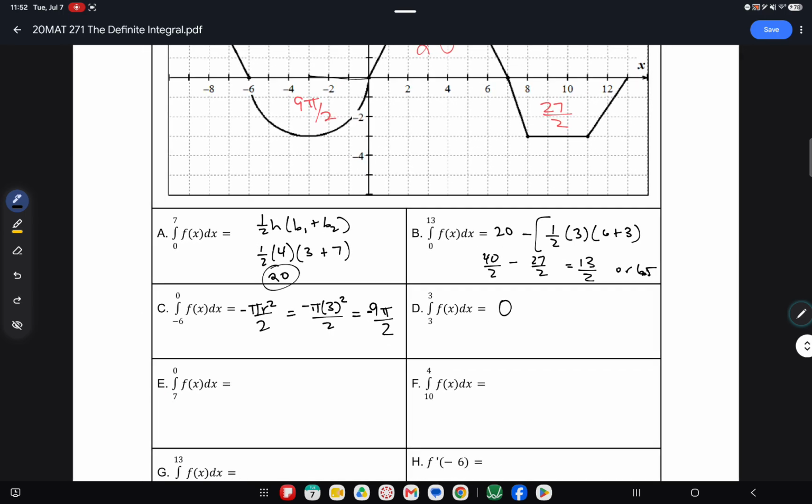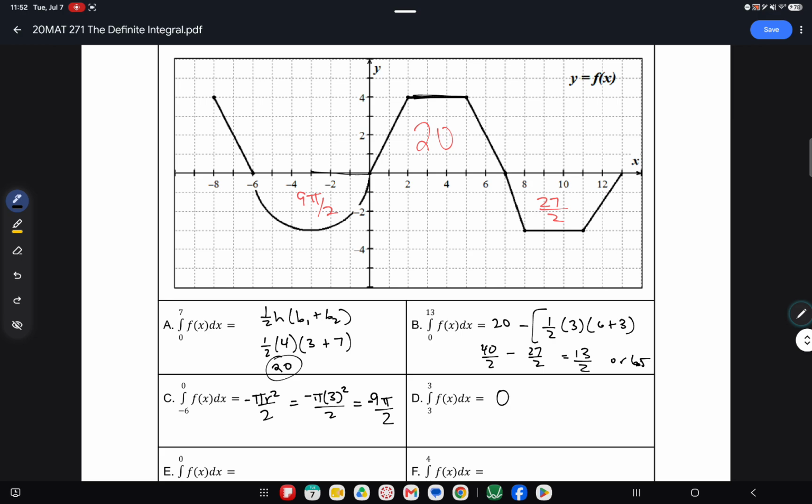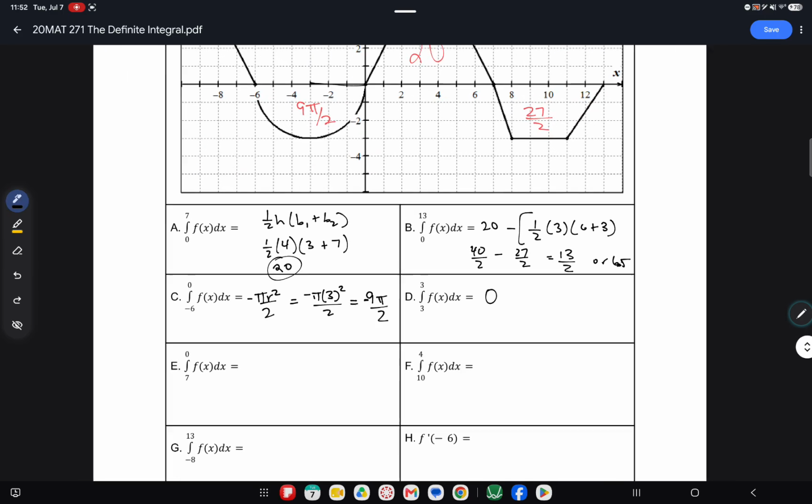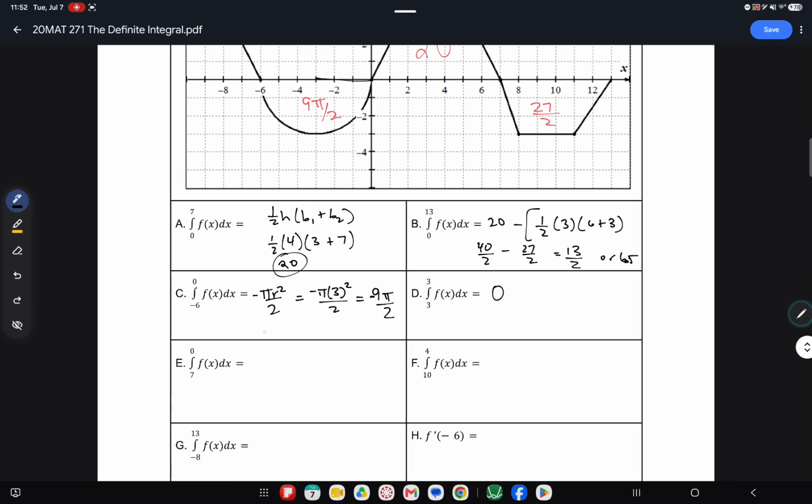All right, from 7 to 0, we've been going least to greatest, right? Or left to right. And in this case, we're going from 7 to 0. And when we go this backwards direction, the area is actually going to be negative. So we've done the area as 20, but because we're going backwards, it's actually a negative 20.